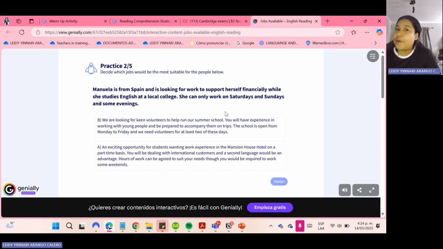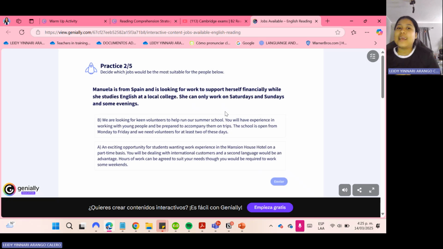And this practice number 2 is Manuela. I don't know why it says A down and B top. Anyway, continue. Manuela is from Spain and is looking for work to support herself financially while she studies English at a local college. She can only work on Saturdays and Sundays and some evenings.